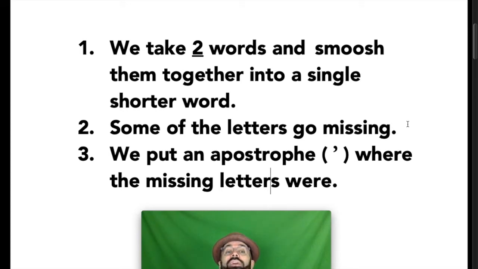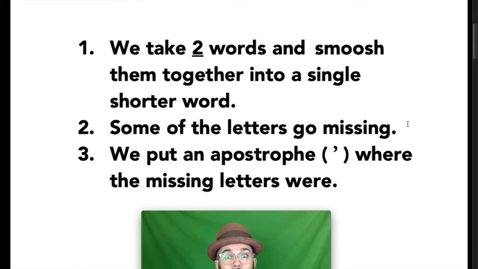Contractions are when we take two words and smoosh them together into a single, shorter word. When we do that, some of the letters go missing. We put an apostrophe where the missing letters once were. Write all of that down. Did you write it down? You can pause if you need to.